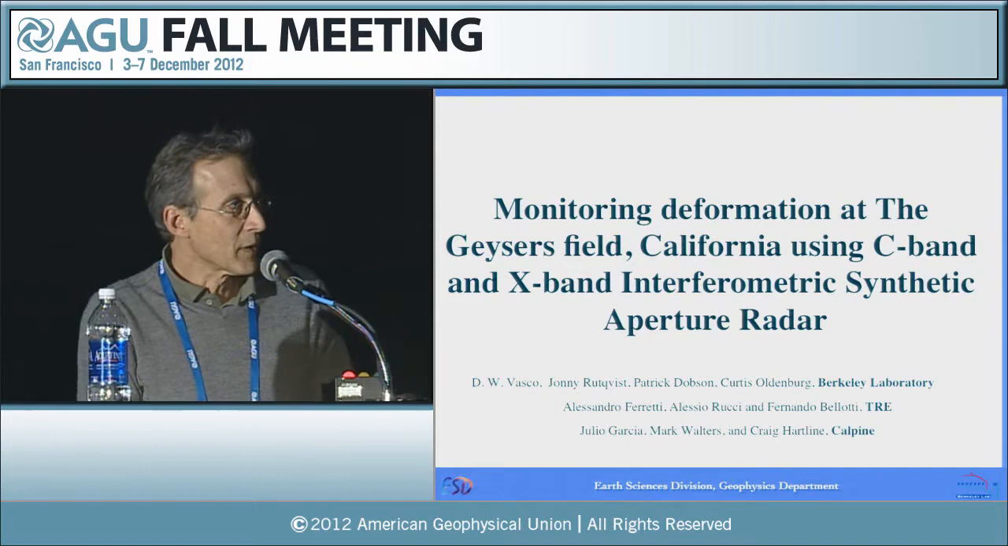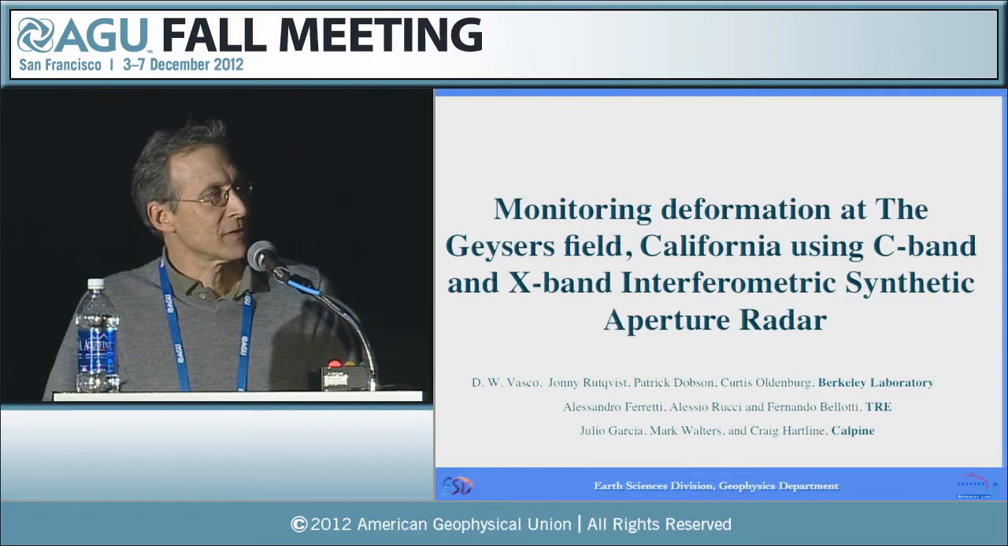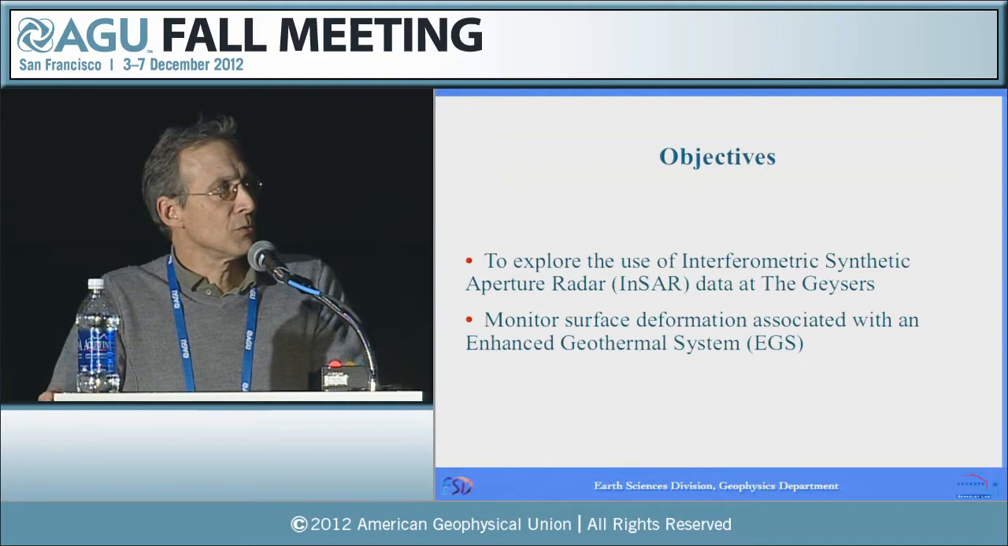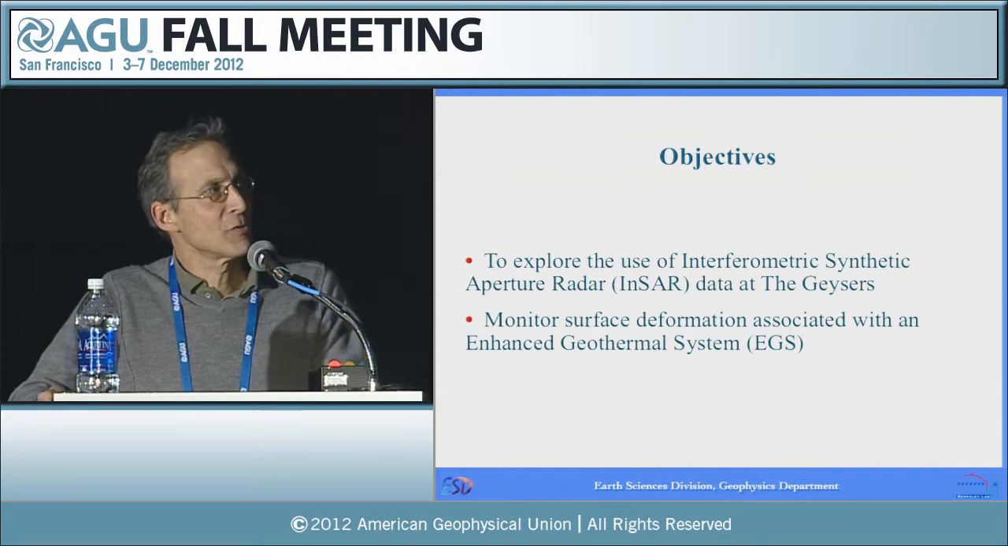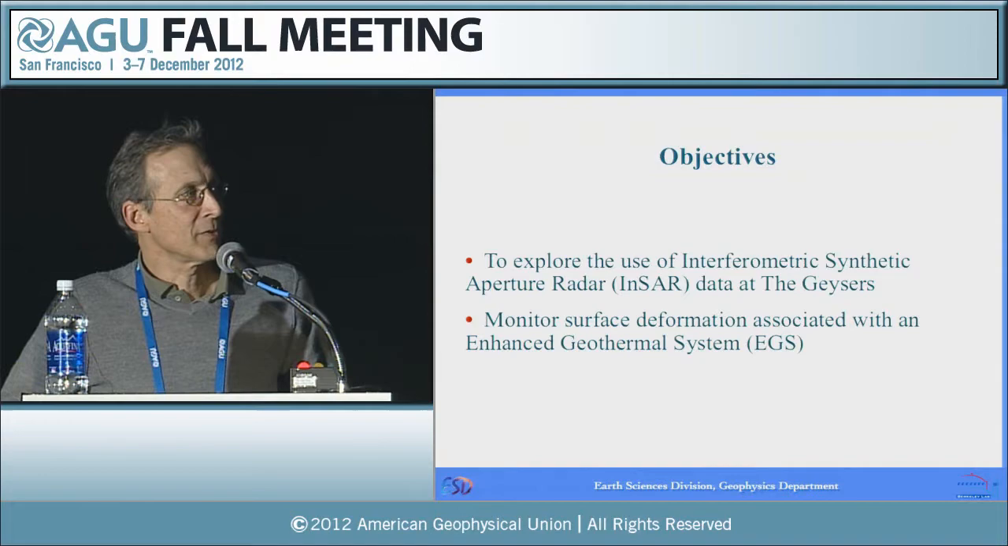Okay, I want to acknowledge my co-authors. They're fairly numerous, but mainly it's a collaboration between Berkeley Laboratory and TRE, which is processing InSAR data from Milan, Italy, and then the Calpine Corporation. Okay, the objectives of this work are to explore the use of InSAR data, interferometric synthetic aperture radar data, at the Geysers. And one particular application is to monitor surface deformation associated with enhanced geothermal systems.